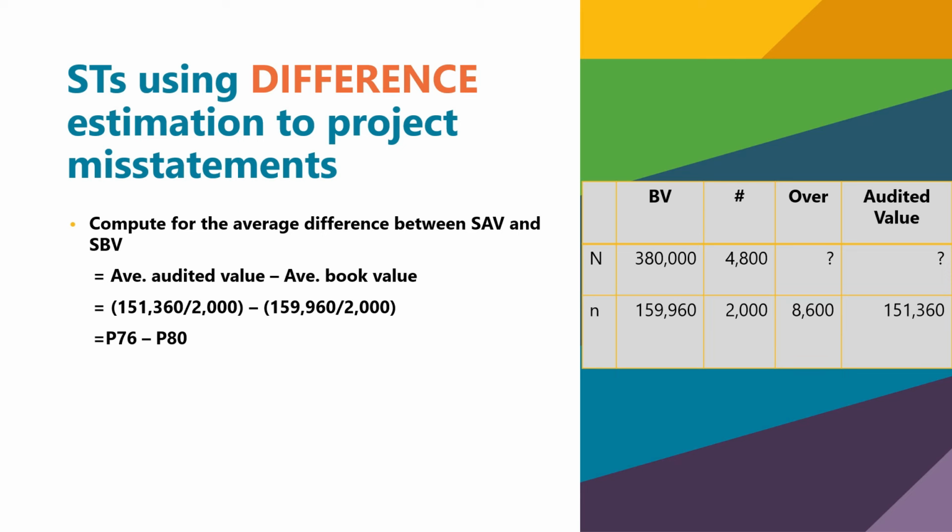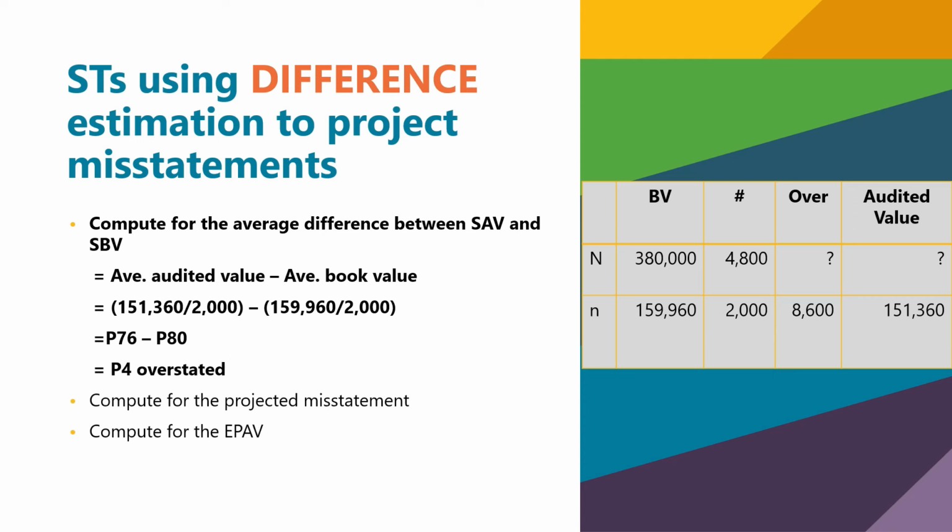So again, just imagine. It's kind of like saying on the average, the customers have a balance of 80 pesos per customer per the books, but per the audit, it's only 76. So this will reveal a 4 peso overstatement per unit. Per unit. We have only tested 2,000 units, but there are a total of 4,800 units.